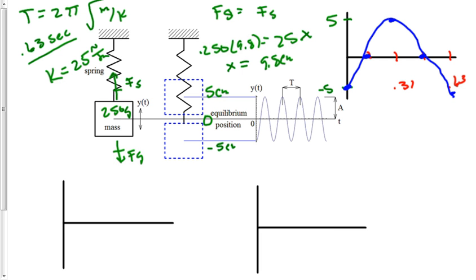And we see again that that's a cosine graph. Now the next part is going to be looking at the velocity versus time graph for this, and the acceleration versus time graph for this, as this oscillates back and forth. And I'll save that for the next video.